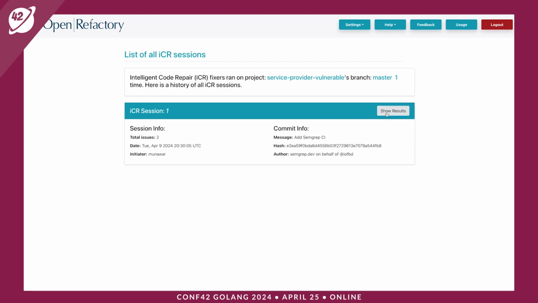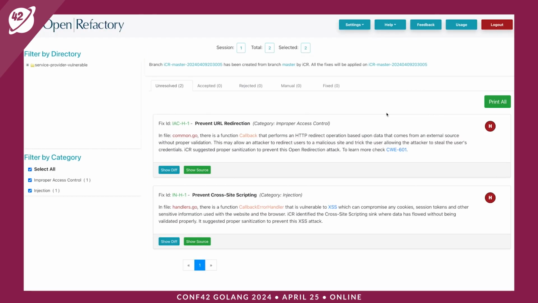Once we see the results, we see that ICR only identifies 2 bugs for you. And voila, it has identified both the security issues for you with 0 other unnecessary issues, which means that there is 0 false positives.